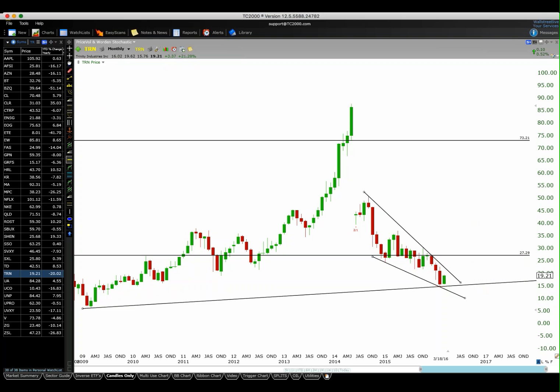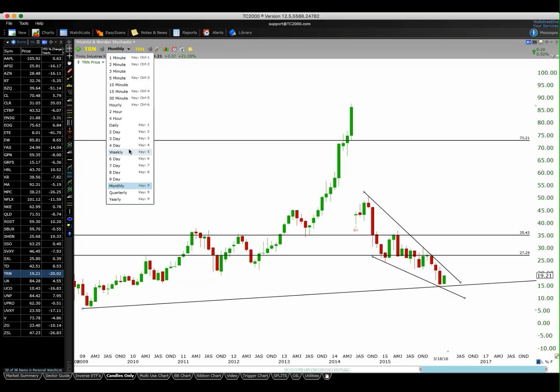Okay, and we know this is going to be heavy resistance here. Okay, so 27.35. So these are your levels that you want to manage, especially if you're going for a long-term trade. Okay, so we're going to drop this down a little more now.